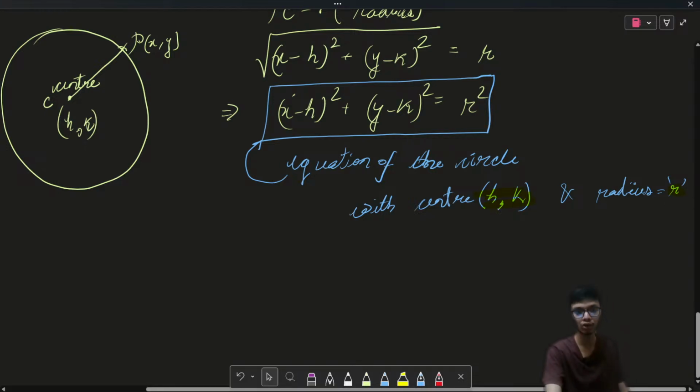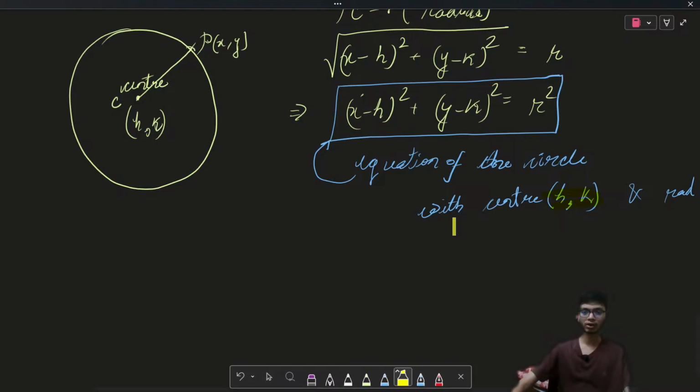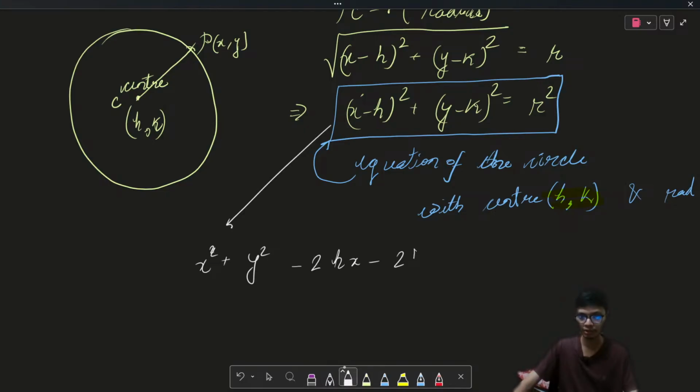Now an interesting way to also obtain this general equation of a circle: if I expand this relation into second order terms, I am going to obtain x square plus y square, and then minus 2hx minus 2ky, and that will be equal to r square. So let us take the r square term to the left hand side. That will be plus h square plus k square minus r square, right? So this is what I will get.